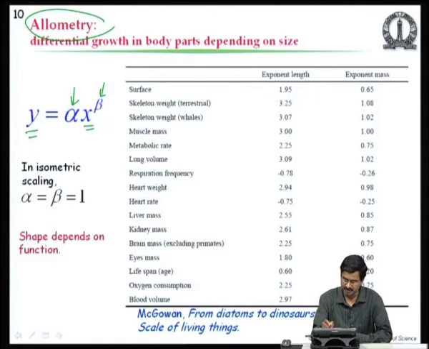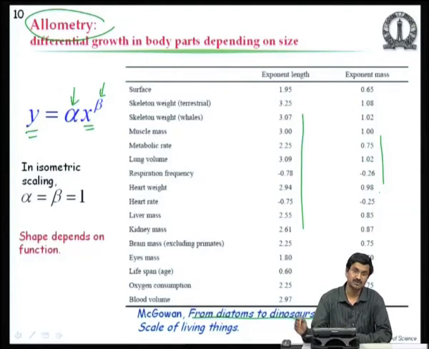So, they have given these exponents in this particular thing, a nice book by McGowan, From Diatoms to Dinosaurs, the reference if you want to look up more on this topic, how surface area changes in biological things. The exponent is 1.95, almost 2 as it should be, and heart weight, heart rate, liver mass, they all have different exponents, and for the length as well as for the mass. So, this allometry also helps, and one can do these allometric things for pressure sensors, compare the large scale ones and the small sized ones, and then see that they also satisfy an allometric relationship such as this one.